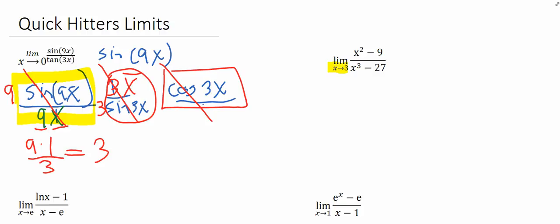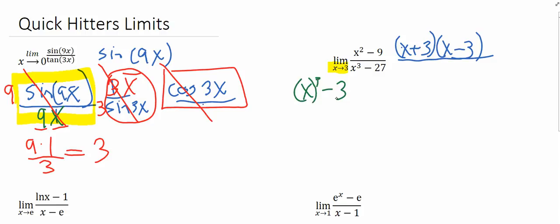Well, the top is pretty easy. It's a square minus a square, so we have x plus 3, and then we have x minus 3. And the bottom, just to review, it's a cube minus a cube. So remember, this can be written as x to the third minus 3 cubed, and hopefully that'll spark your memory that this is like saying a cubed minus b cubed, and there's a formula.